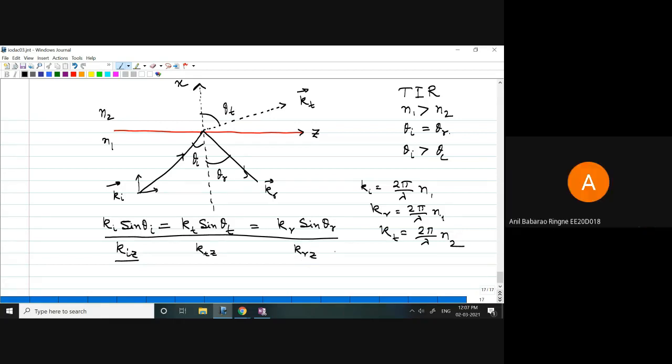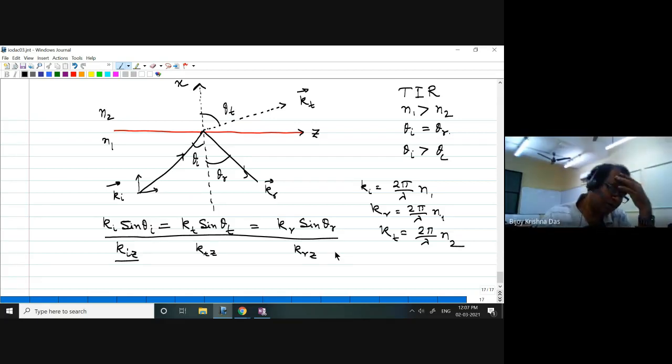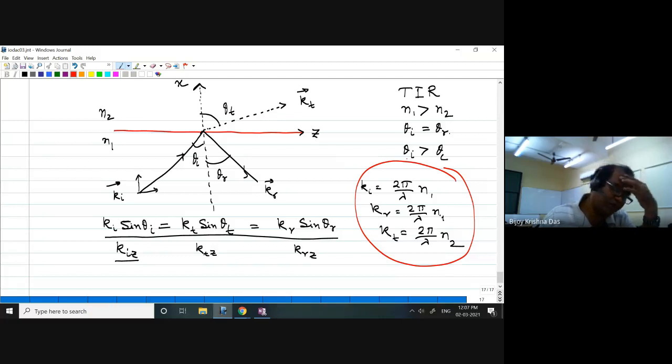So that means I have three waves: the incident wave, the reflected wave, and the transmitted wave. And I know their wave vectors. I have defined the wave vectors here, in three different cases, their modes. Then these things are basically the tangential component of the wave vectors for the three waves: incident, reflected, and transmitted.